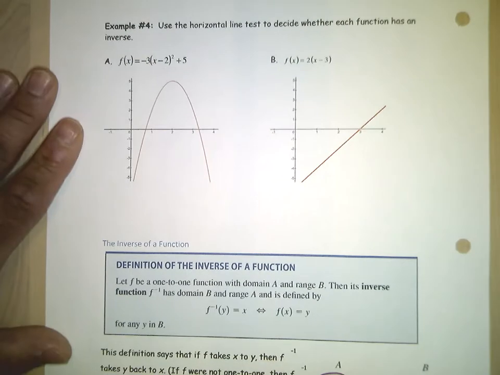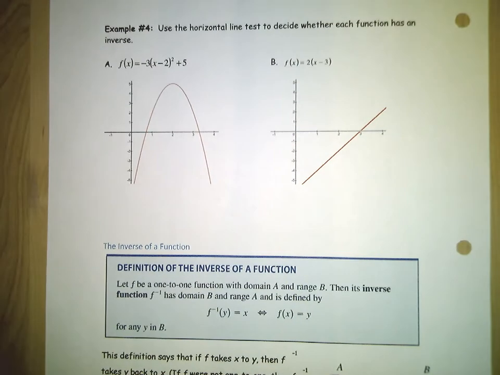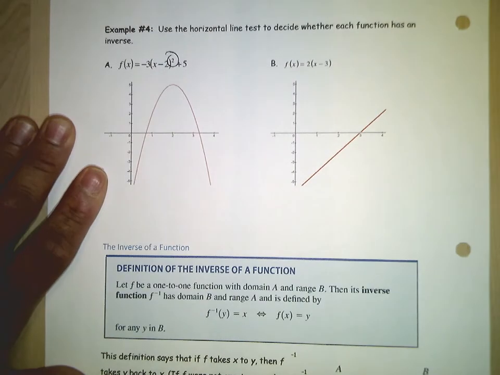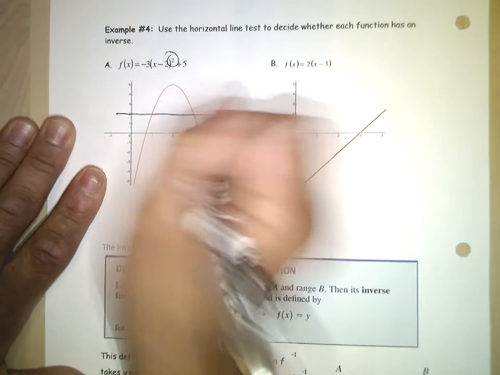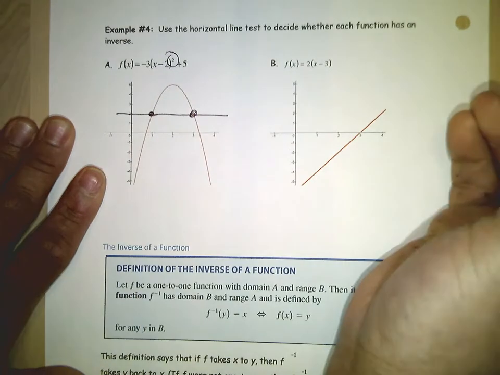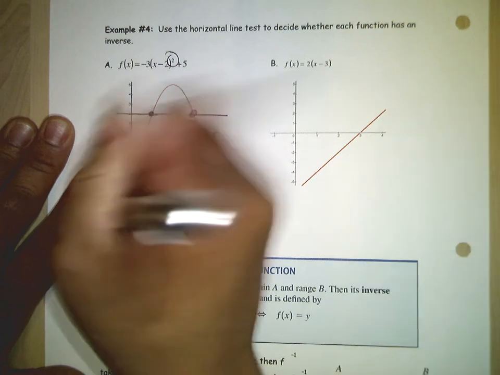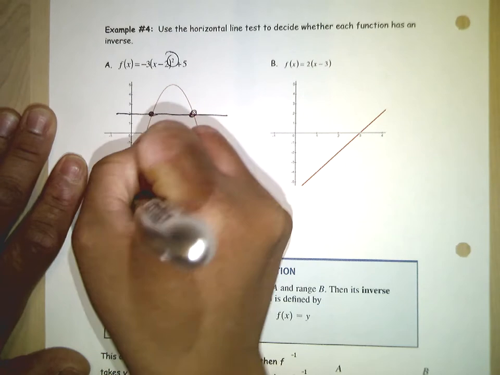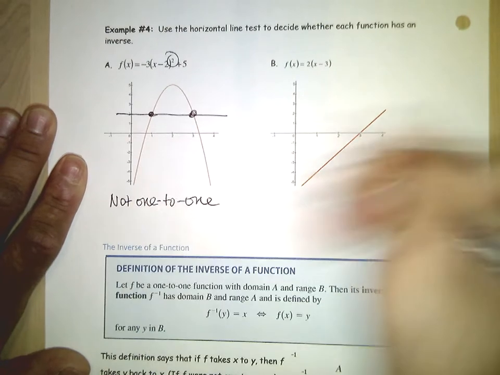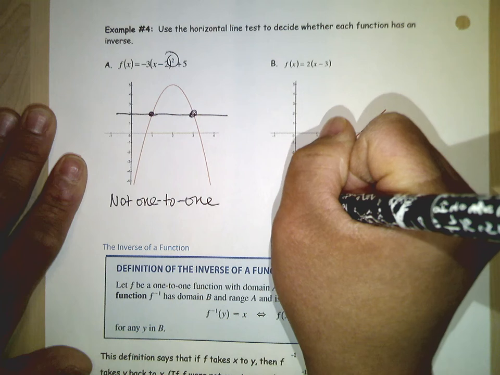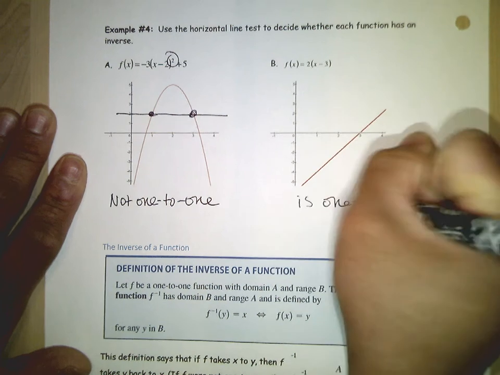All right, so in example 4, we'll just use the horizontal line test to decide whether each function has an inverse. But these graphs are already given for us. Here, I already know that this is a parabola, and so a parabola is not going to pass the horizontal line test here, and so this is not 1-to-1. But here I have in part B a line, and this line does pass the horizontal line test, so this is 1-to-1.